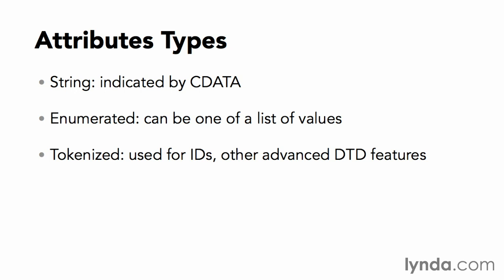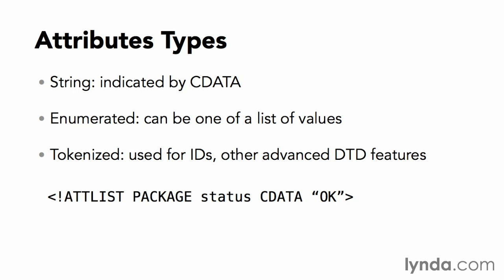The string type is declared like this. And in this example, we're declaring a status attribute for a package element. And in this case, it's a string attribute because of the CDATA keyword. And the default value is in the quotes there at the end, and it's defaulting to OK.